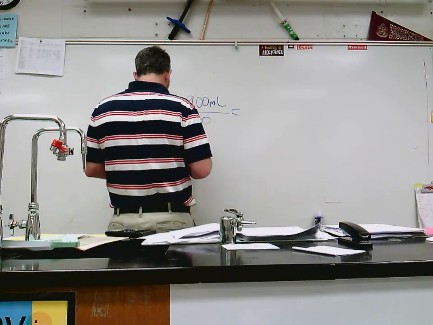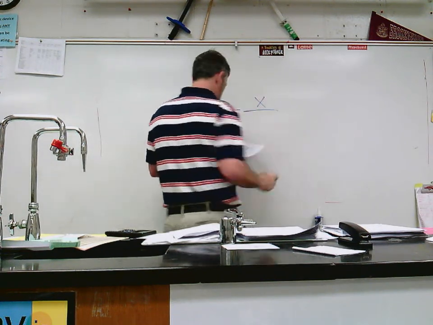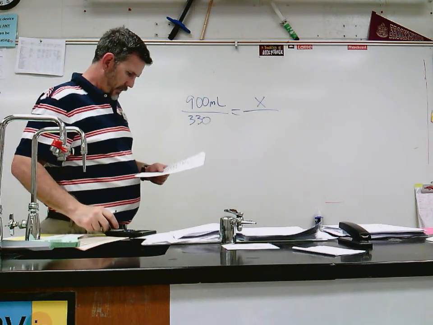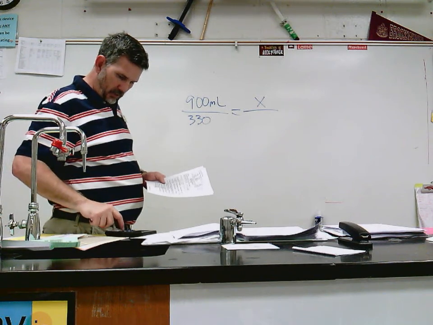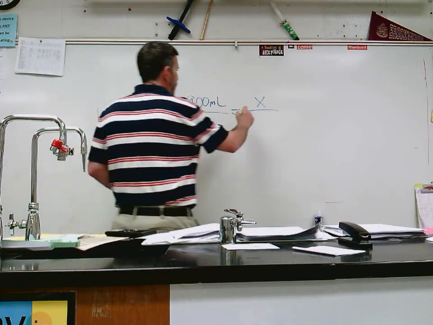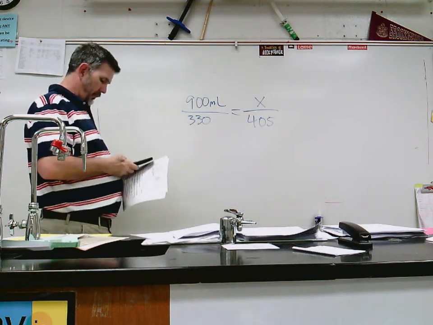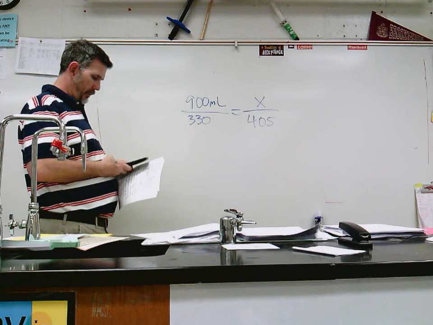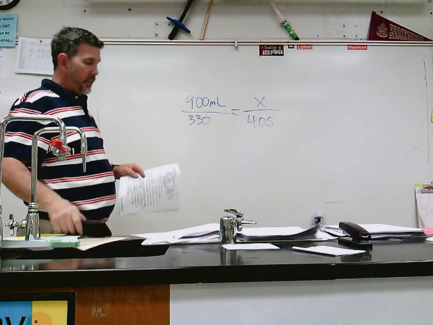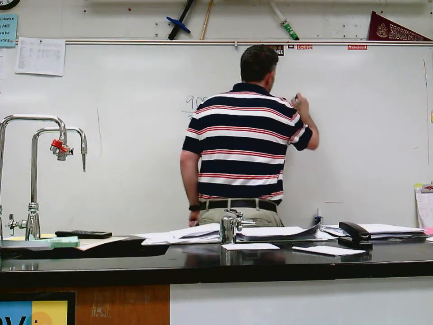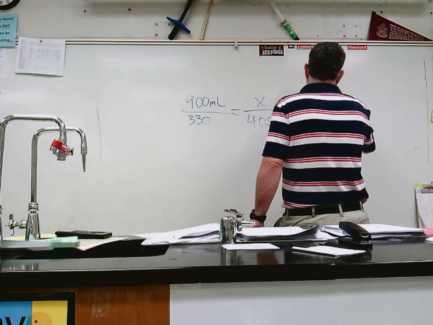And then what is the volume? X volume at 132. 132 plus 273 equals 405. All right, let's do some calculating. 900 divided by 330 times 405 equals, I believe I have 1104.5 milliliters.